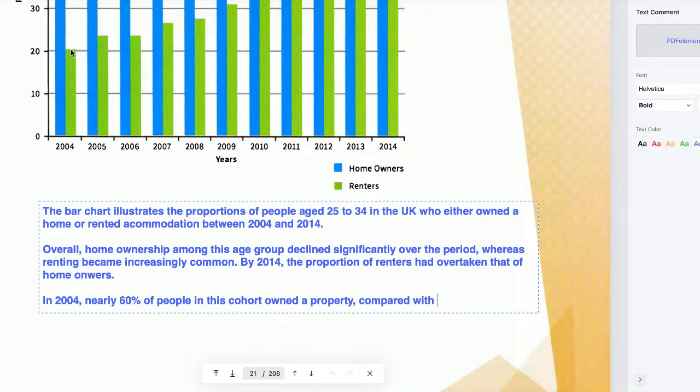20? Exactly 20%? No. So we cannot just say 20%, right? Is that more or less? A little bit more, right? So how can we say that? Just a little bit more. Compared with what? Over. Just over. Yeah, compared with just over 20%. Okay?